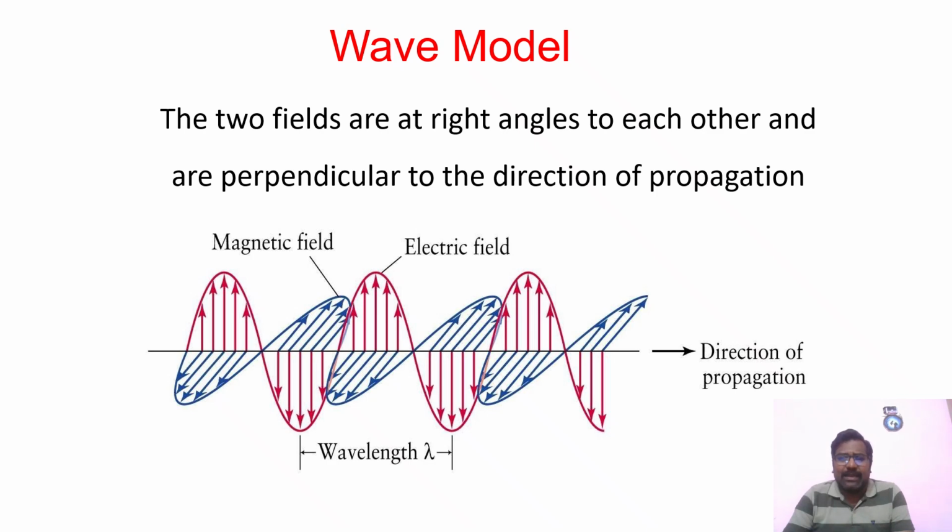In this figure, the electric field is denoted in red color and the magnetic field is denoted in blue color, with the direction of propagation. The electric field and the magnetic field are both perpendicular to each other with respect to the direction of propagation. That means both fields are at right angles to each other.